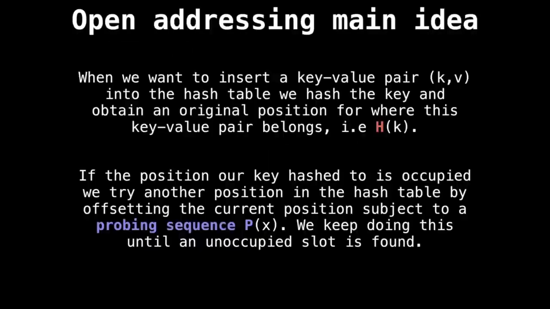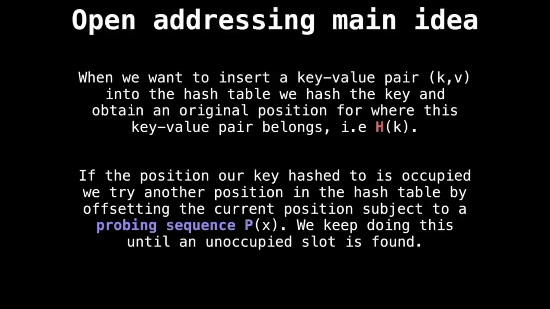Alright, so when we want to insert a key value pair into our hash table, here's what we do. We take the key, we use our hash function, defined on our key, and we hash the value, and this gives us an original position inside the hash table for where the key should go. But suppose there's a hash collision, and there's already a key in that slot. Well, we can't have two keys in the same slot. That's not how arrays work.